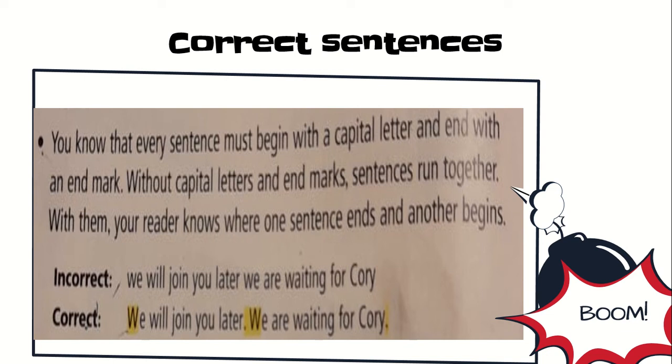Let's read the incorrect sentence. We will join you later. We are waiting for Corey. Let's read the correct sentences. It's two sentences. We will join you later, period. We are waiting for Corey. If you notice, it begins with a capital letter on the two sentences, and both sentences have an end mark. In this case, a period.